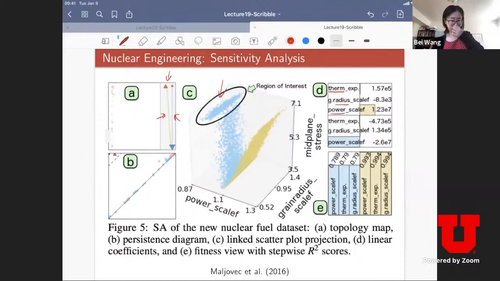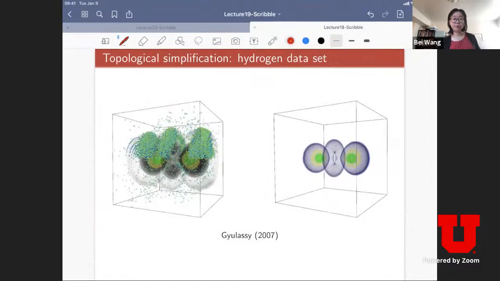And there's also the study of using Morse-Smale complex, in this case, to perform simplification. In this case, this is a hydrogen data set. On the left-hand side is the scalar field you observe. I think in this case, the scalar field, if I remember correctly, is some sort of electronic potential. So if you compute the coarse level Morse-Smale complex, you see a very noisy behavior of the underlying scalar field. However, if you apply persistence-based simplification, you get a very clean, simplified version of it, which indicates the underlying structure of hydrogen.